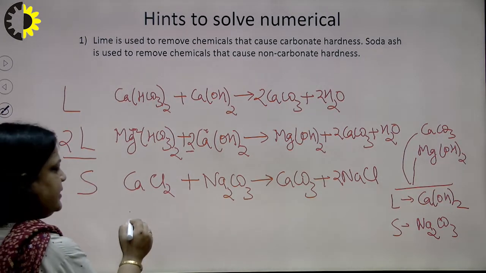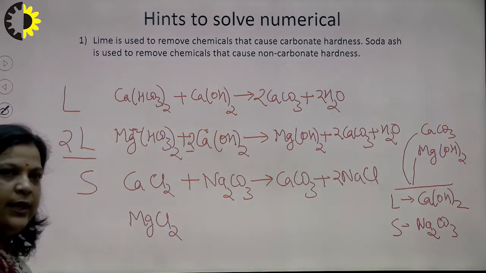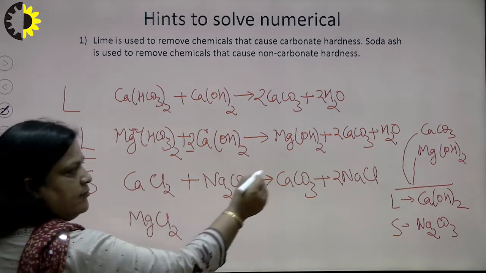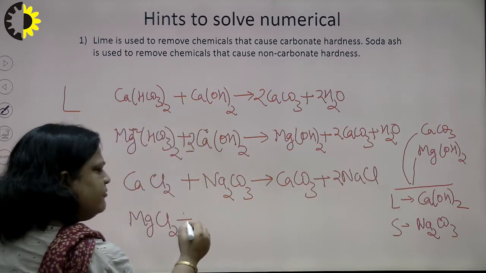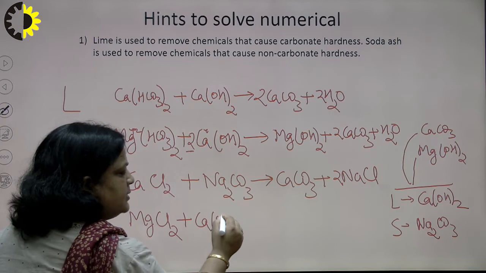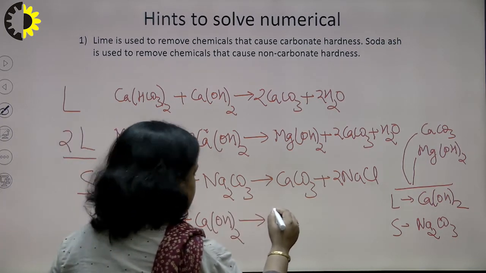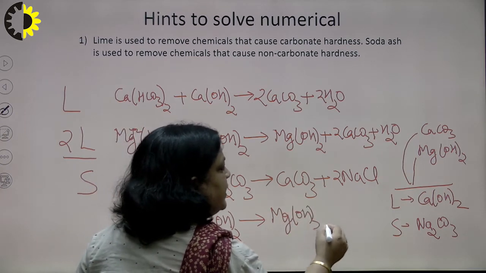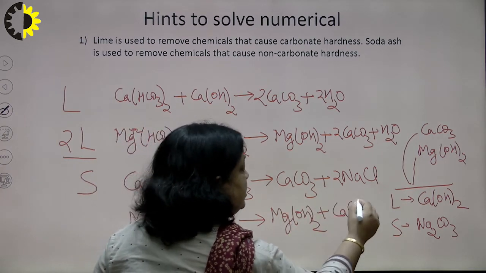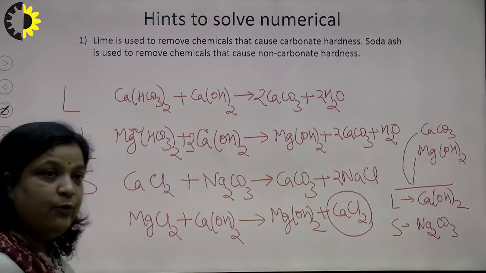Now, let me take magnesium, suppose, magnesium chloride, magnesium with magnesium hydroxide, and hydroxide is obtained from lime. So, we have to add lime, Ca(OH)2. So, we get Mg(OH)2 plus CaCl2, and CaCl2 is not allowed to remain in water.